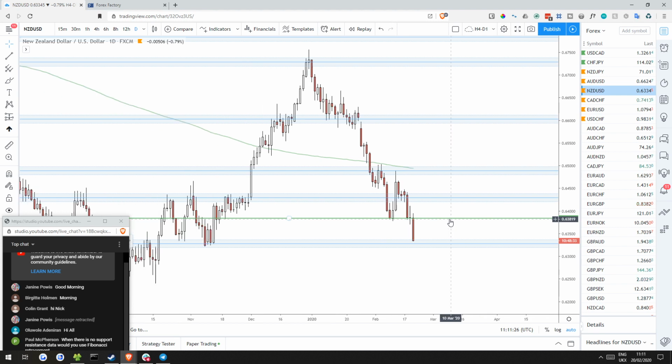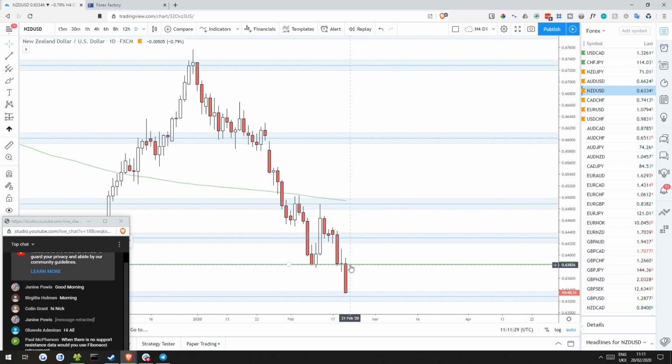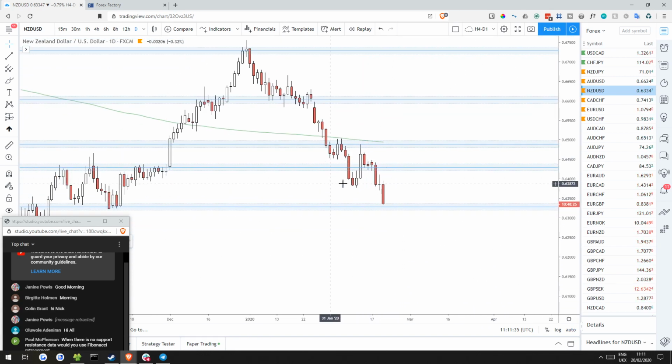New Zealand USD, similar situation. We were looking for a short on a break and close below this green line. Now it's already broken and closed in a big way, too much, so no longer looking for a short. The short's over, essentially.